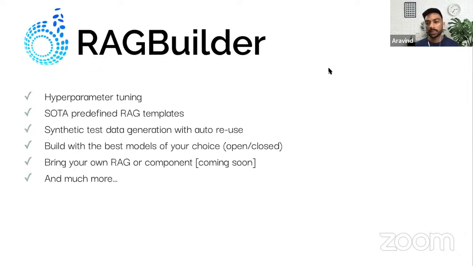So RAG Builder does hyperparameter tuning on the different parameters of a RAG, like chunk size, embedding model, retrievers, re-rankers, and so on and so forth. And it helps you figure out what is that optimal RAG configuration for your data and your use case, right?